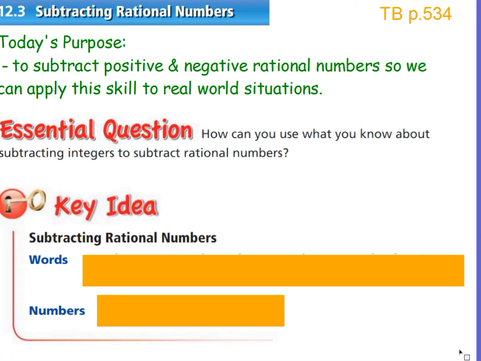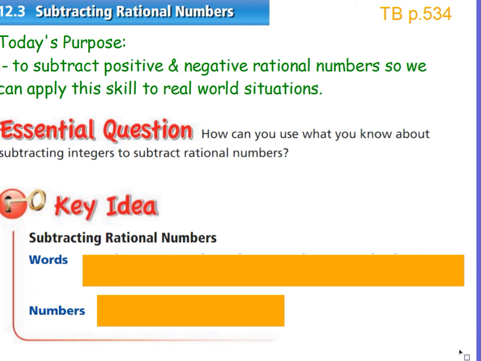Please open your textbook to page 534. Today's lesson is 12.3, Subtracting Rational Numbers. Today's purpose is to subtract positive and negative rational numbers so we can apply this skill to real-world situations.